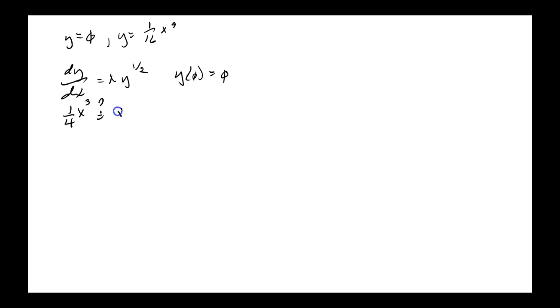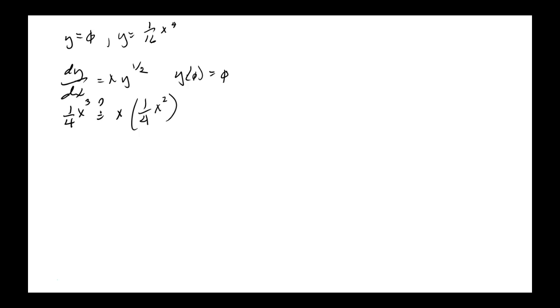That would be equal to x times the square root of x. Square root of x would be 1/4 x squared, and that certainly is 1/4 x cubed. And when x equals 0, y is equal to 0. So both of those solutions satisfy the initial condition.